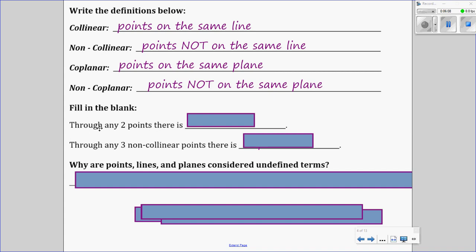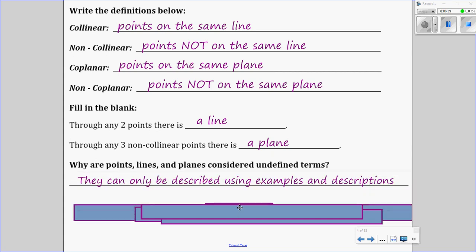So it says through any 2 points there is a line. Through any 3 non-collinear points there is a plane. So remember, you need 2 points to make a line and at least 3 points to make a plane. The question is, how are points, lines, and planes considered undefined terms? Answer, they can only be described using examples and description.